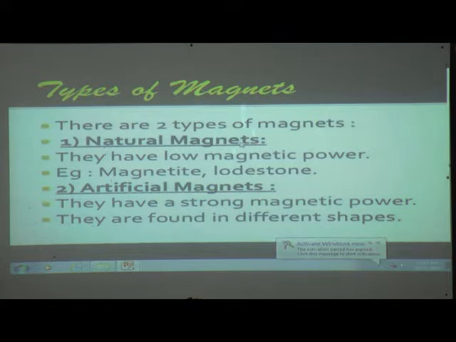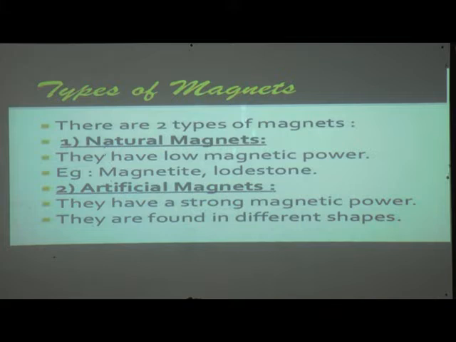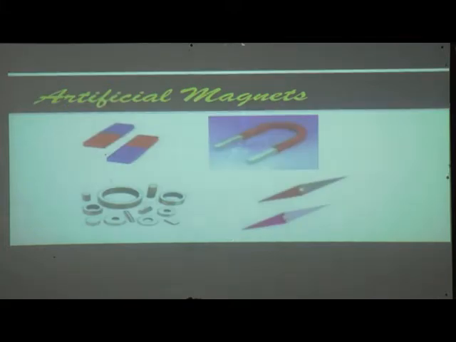Now next, artificial magnets. So here you can see some artificial magnets. So this is having a rectangular shape, these are having some circular shape, here this is like a needle, and this is like a U shape. Okay, so these are some artificial magnets.